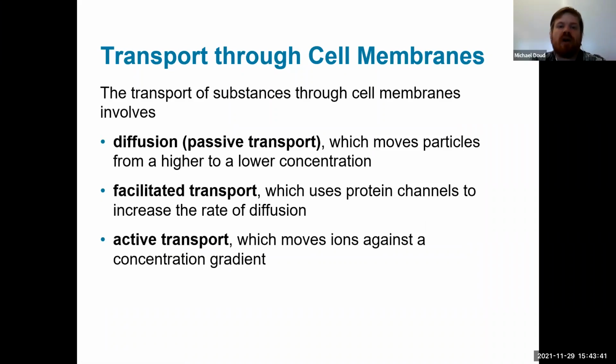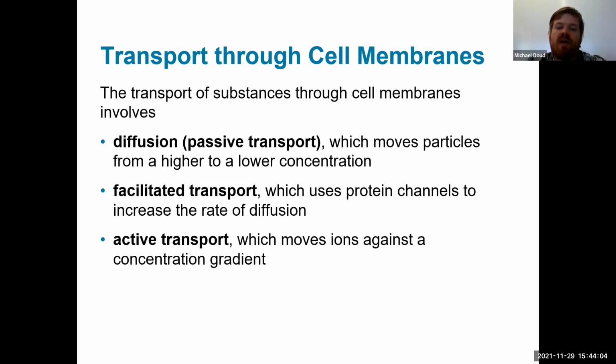Now, as far as transport goes, we have three different types of transport. We have diffusion, which is called passive transport. That's where particles can move from a higher to a lower concentration. And you don't want that always to happen, because if that always happened, your cell wouldn't actually contain any of your important materials, so your cell wouldn't be doing the functions of a living cell.